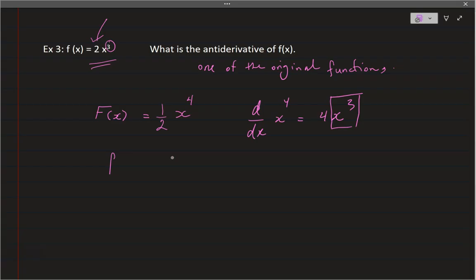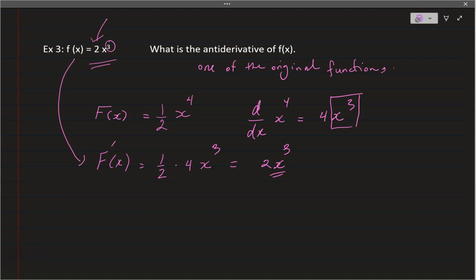So what is f prime of x, which is this? Okay, we're going to take the derivative, so that would be 1/2 times 4x to the 3rd. Do the simplification, that would be 2x to the 3rd. Okay, very good. So that would be one of the antiderivatives.